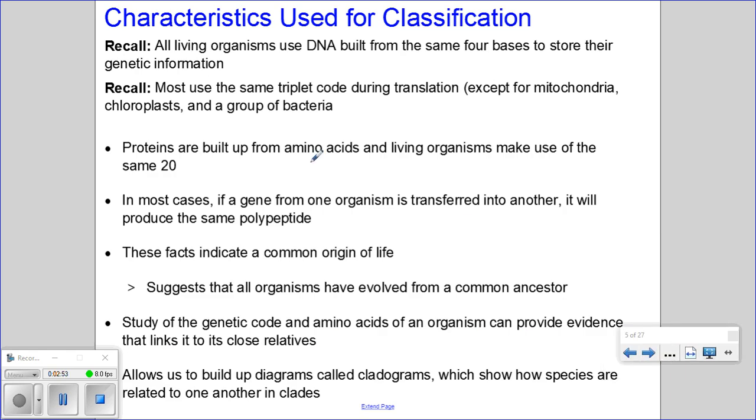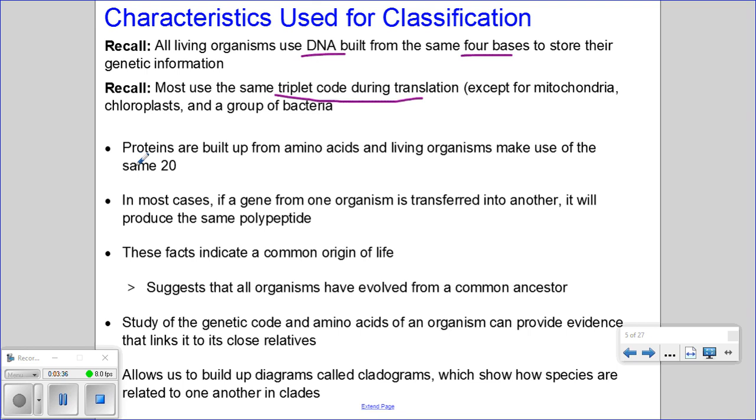So looking at these characteristics used for classification, just a few things to recall: that all living organisms use DNA built from the same four bases, A, T, C, and G, to store their genetic information. Also recall that most use the same triplet coding system during translation, that process of making a protein, of combining amino acids together. And this is found in all organisms except for mitochondria, chloroplasts, and a group of bacteria. So all living organisms are going to use that same triplet coding sequence.